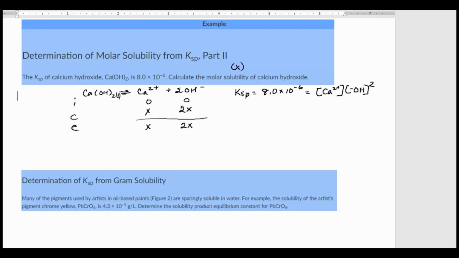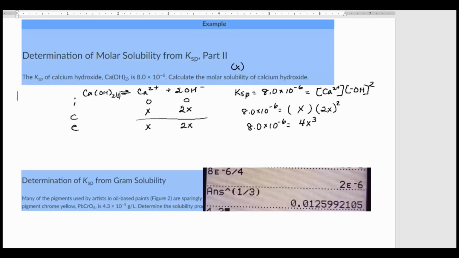So here I have my KSP, and then I have the concentration of calcium, which is going to be represented by X, and the concentration of hydroxide, which will be represented by 2X. Don't forget to square that. So I'm going to simplify this just a minute. So I have x times 2x squared. Well, 2x squared is 4x squared. 4x squared times x is 4x to the third.